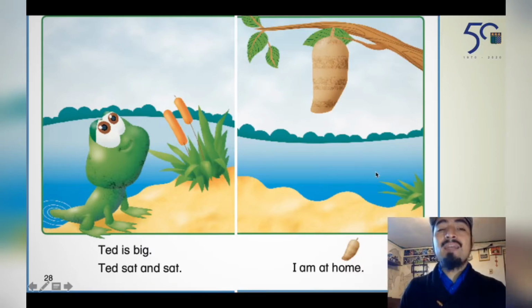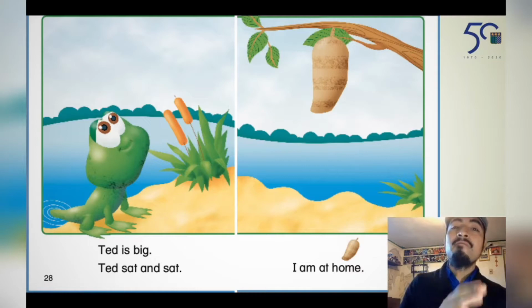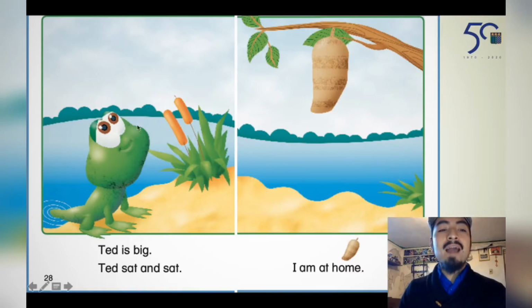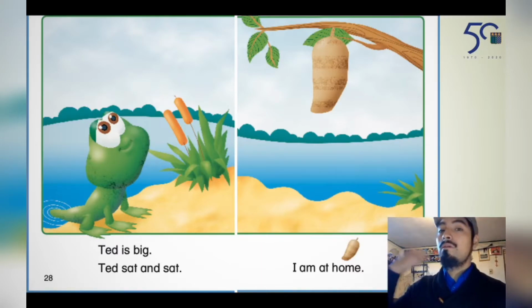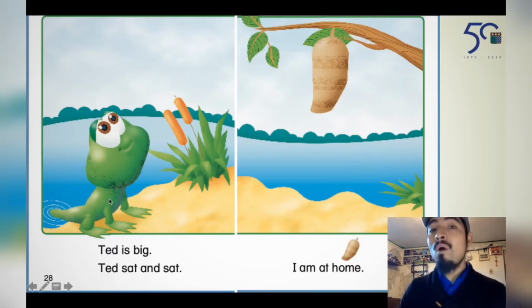Now, again, let's concentrate on something very special here. Let's focus on parts of the body. What about Ted? I can see Ted that is big, but I can see something different. Now, Ted has legs. Before, Ted didn't have any legs. Now he can go out of the pond. What about the caterpillar? We don't see the caterpillar, but we know that the caterpillar is at home. The caterpillar here is sleeping.